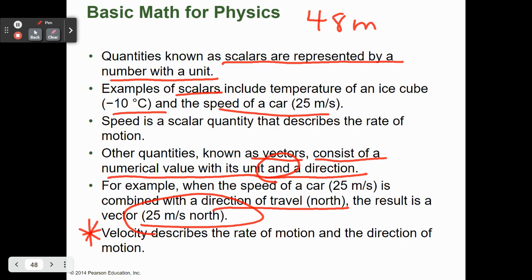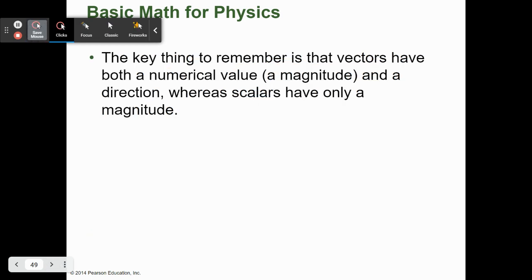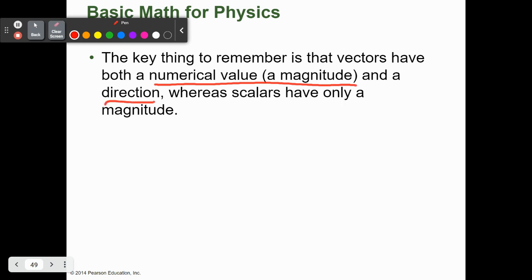Okay, so everybody have this down? Because this is kind of new stuff that we need to make sure we have written down. Everybody got it? Okay. The key to remember is that vectors, and we've already talked about this, have a numerical value, and we call that a magnitude. You might want to jot that down just because that's a term that you might hear. The numerical value on something is called its magnitude. Vectors have magnitude and direction. Scalars just have magnitude. Magnitude means the number and its units. That's it.